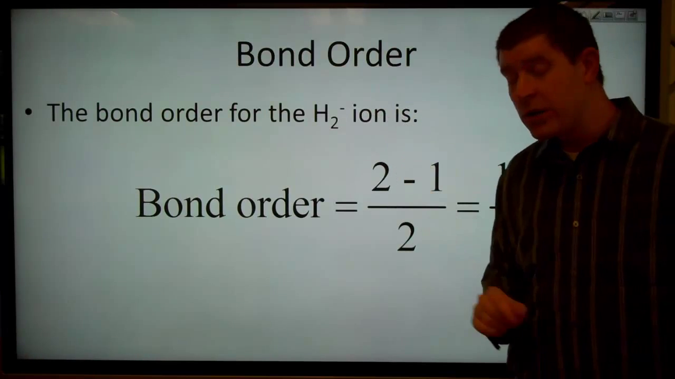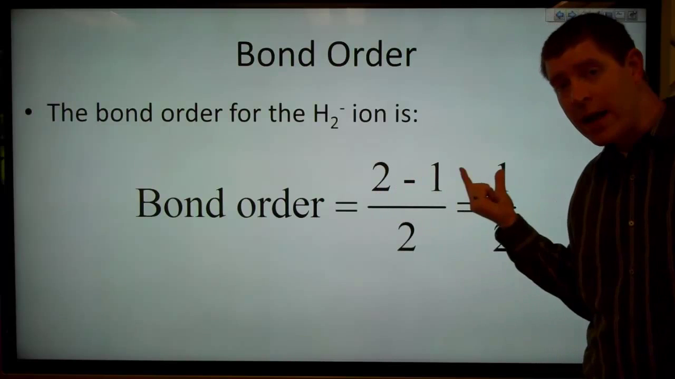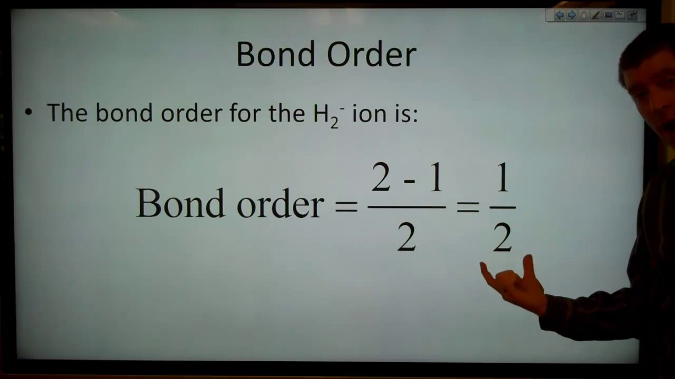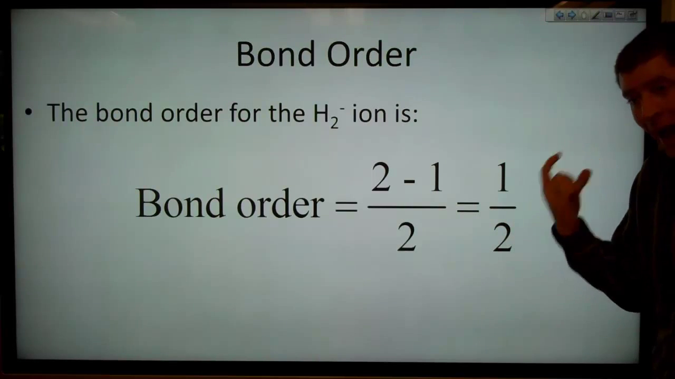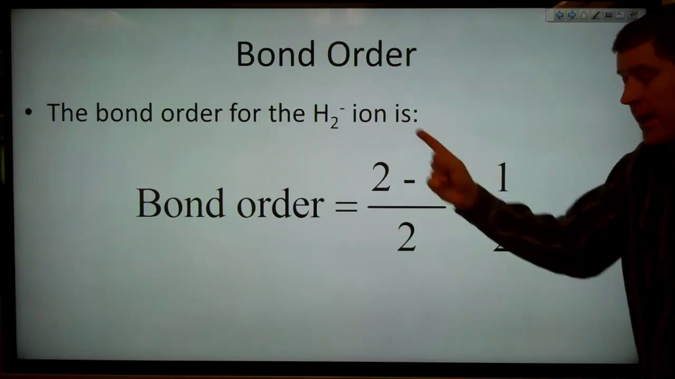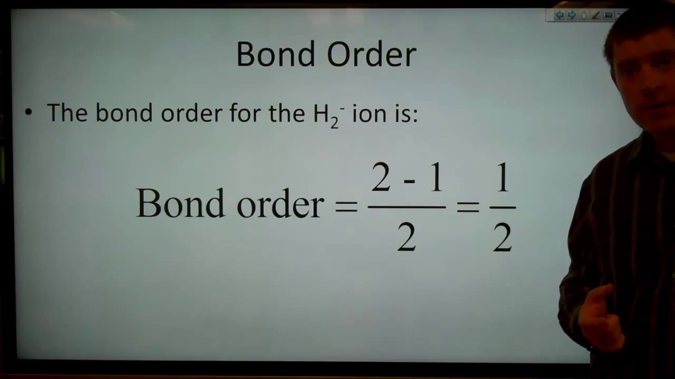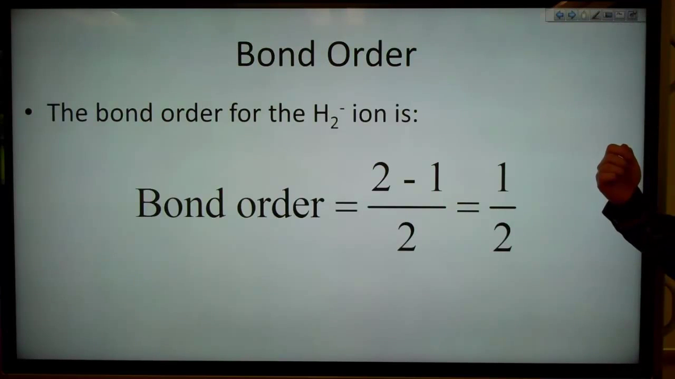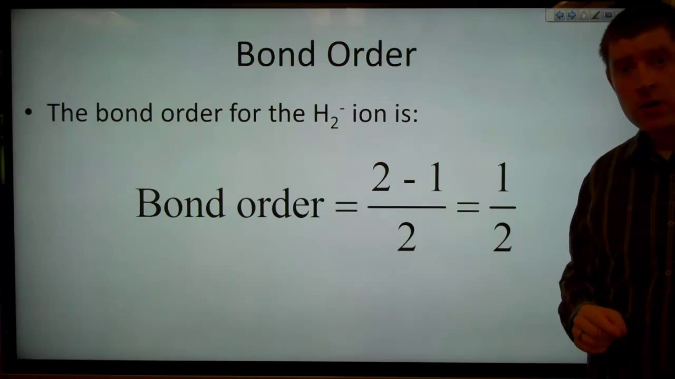But if we have the H2 minus ion, well, there we have 2 bonding electrons, 1 antibonding electron, divided by 2. So that gives us 1/2. So now we're able to talk about, well, we only have half a bond. Now, by putting that extra electron in there, we've weakened that bond by 1/2. And what this means is that now that molecule, that ion, should be significantly easier to break apart.